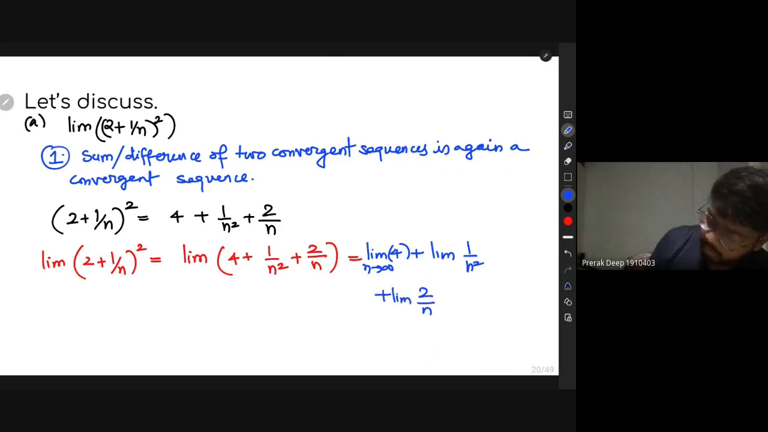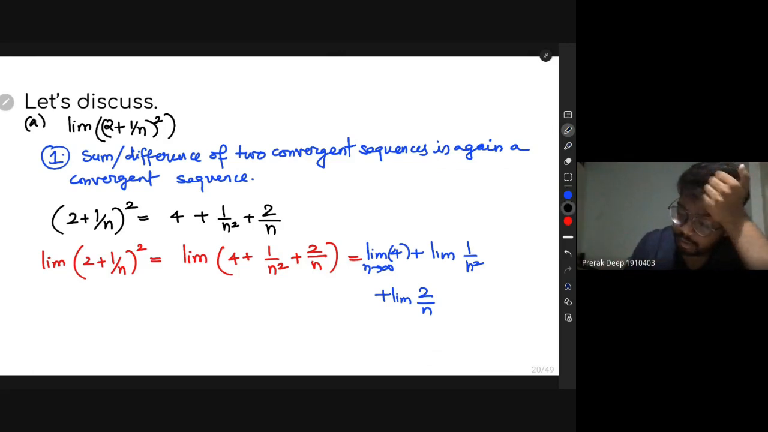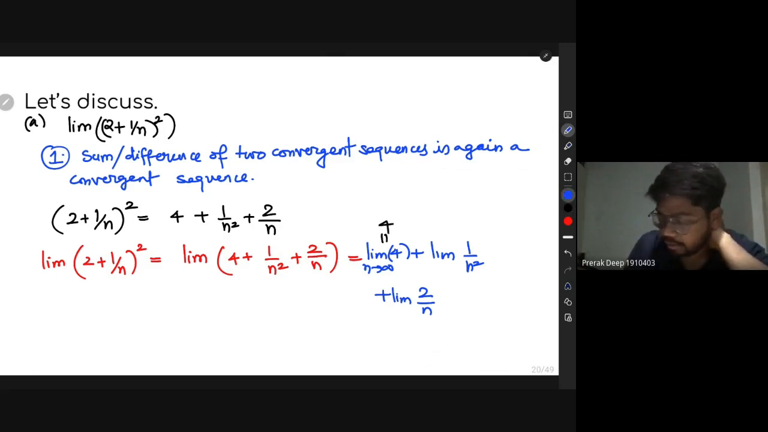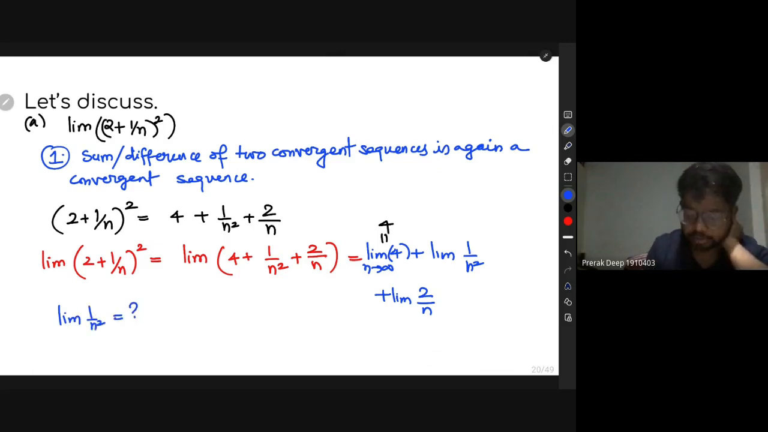Now what is the limit of 4? 4 is a constant sequence, and a constant sequence always converges to itself, so the limit of this will be 4. What is the limit of 1 over n square? The answer is 0.